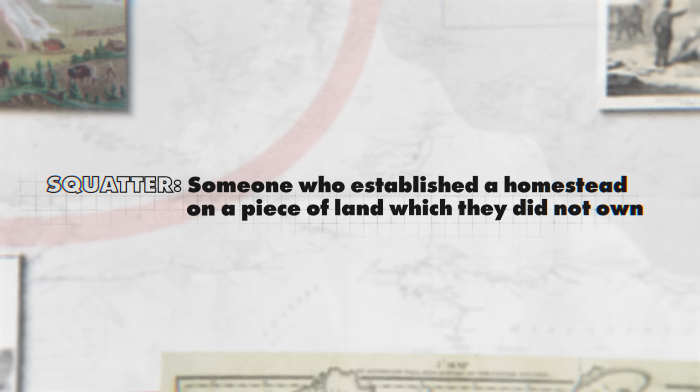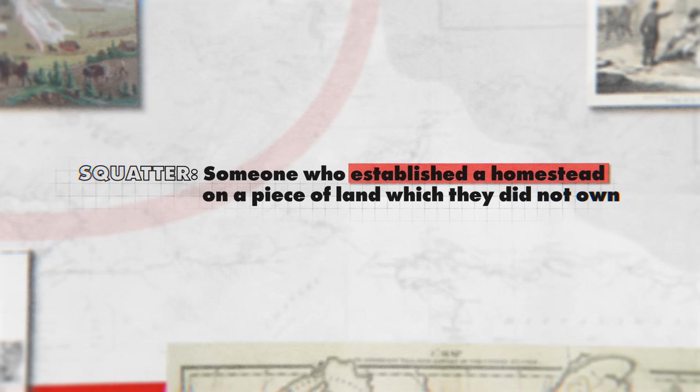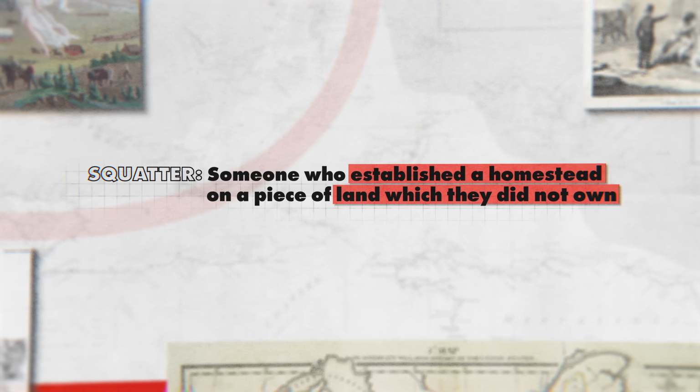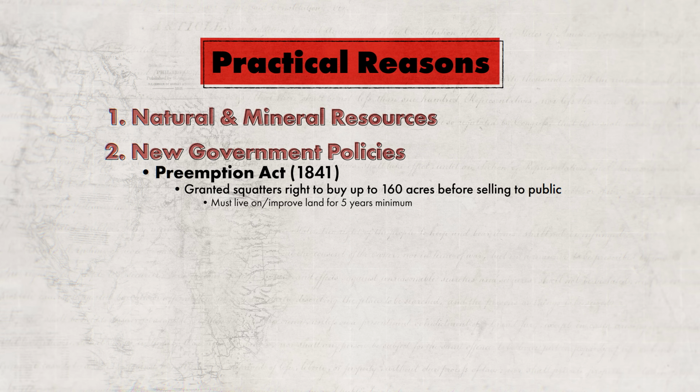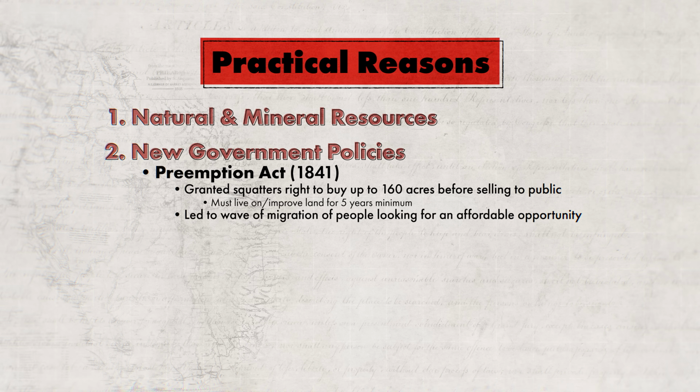Now, a squatter, by definition, was somebody who established a homestead on a piece of land which they did not own. So this law granted squatters the right to purchase the land on which they lived at a very low price on the condition that they would live there and improve the land for at least 5 years. And so the passage of this law led to a big wave of migrants who would now be able to own a parcel of land at a price that many of them could now afford.